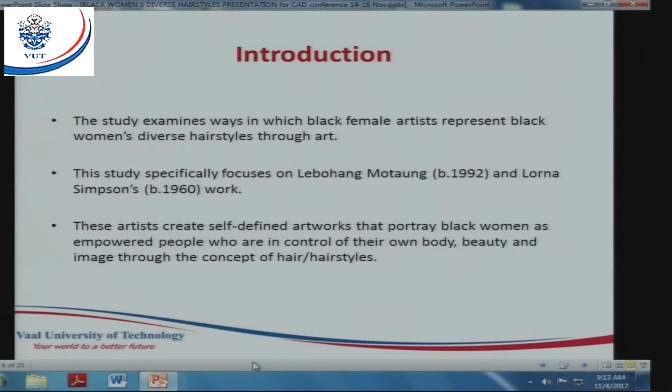Introduction. This study examined ways in which black female artists represent black women's diverse hairstyles through art. The study specifically focuses on Lebohang Motaung and Lana Simpson's artworks. I chose to focus on these two women because they create self-defined artworks that portray black women as empowered people who are in control of their own lives, their own images, and most importantly, their hair stories.